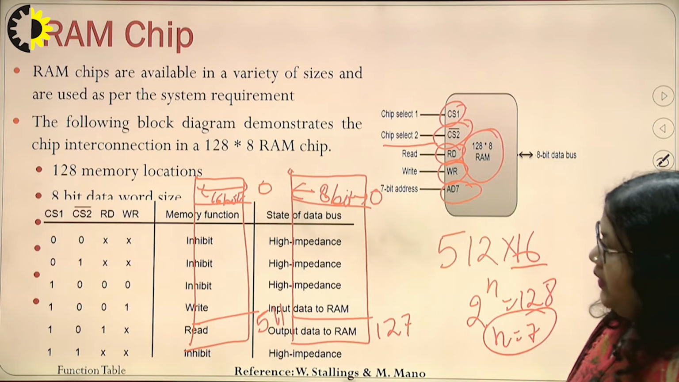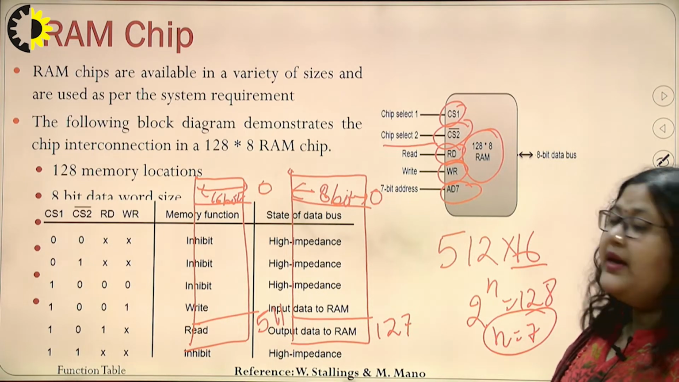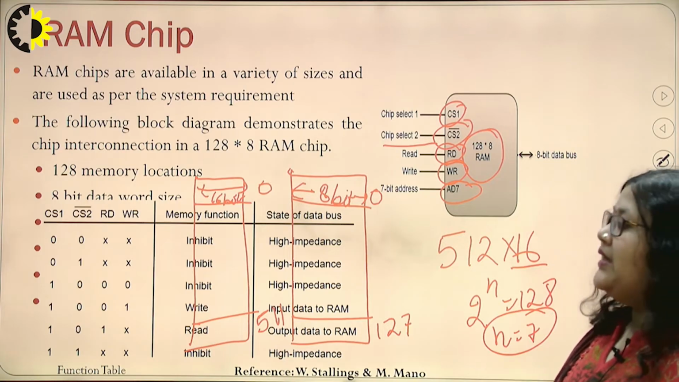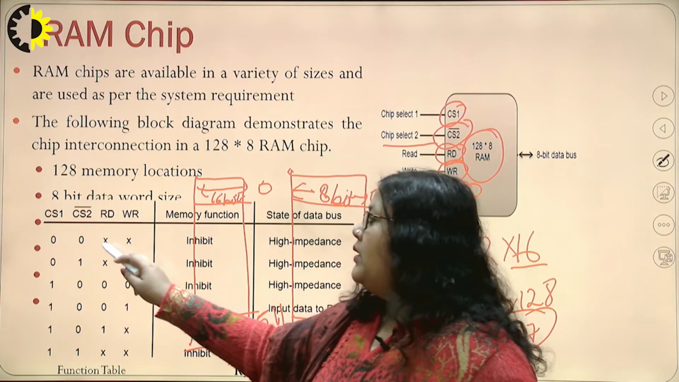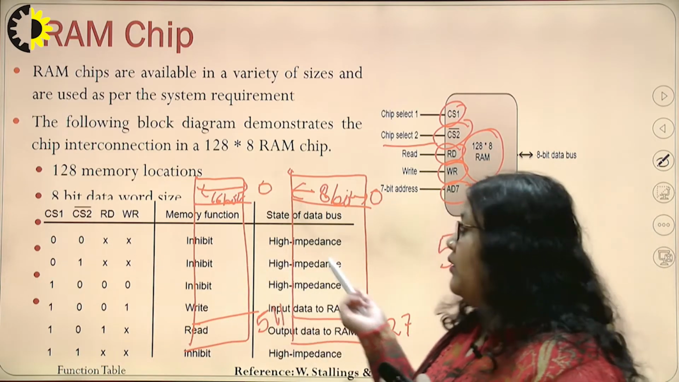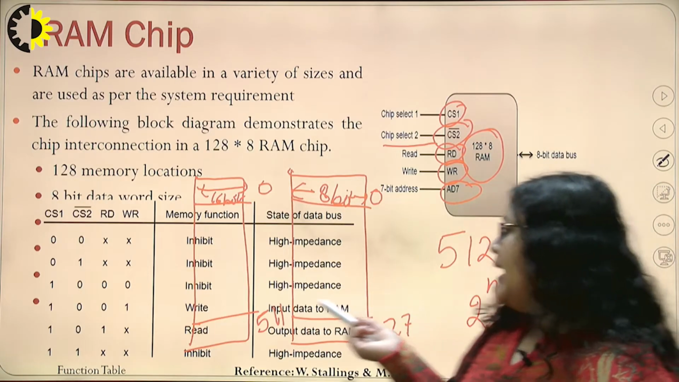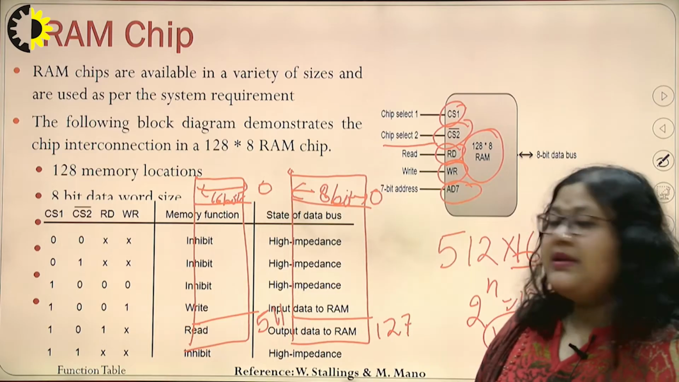Now this is the basic table, showing how we define this data in table format. When chip select 1 and chip select 2 are 0 0, read and write, no operation is performed. It is inhibited, known as high impedance, that is Z. We already explained high impedance in the common bus system.